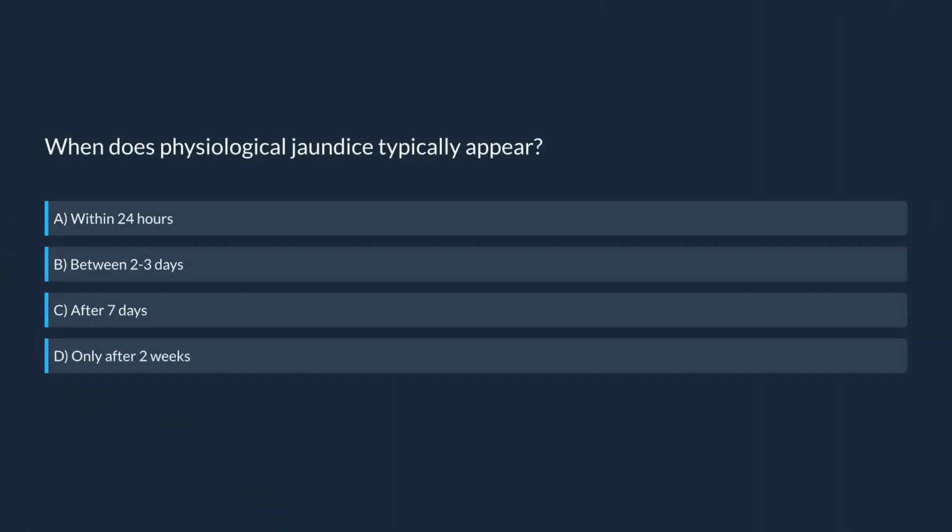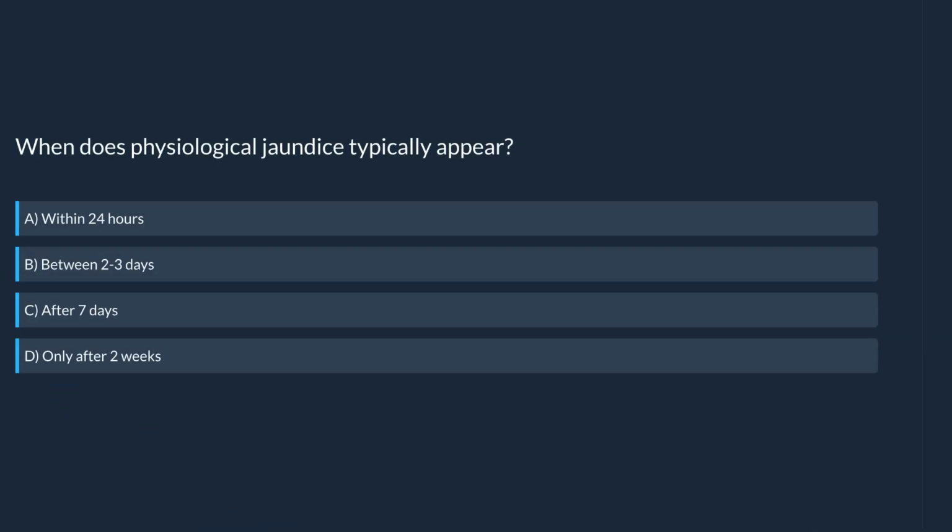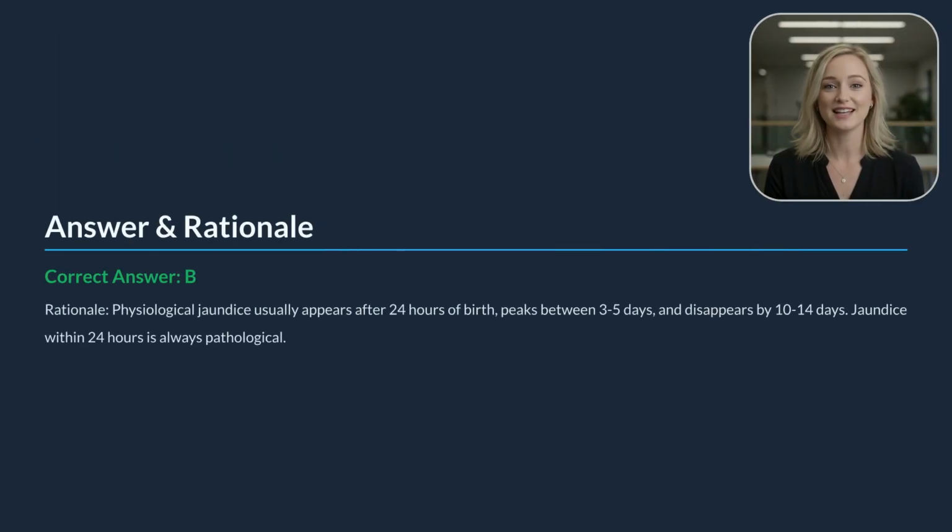Next, a question about common neonatal conditions. When does physiological jaundice typically appear? The correct answer is B. Physiological jaundice typically appears between 2 to 3 days, peaks between 3 to 5 days, and usually resolves by 10 to 14 days. Jaundice within 24 hours is considered pathological.